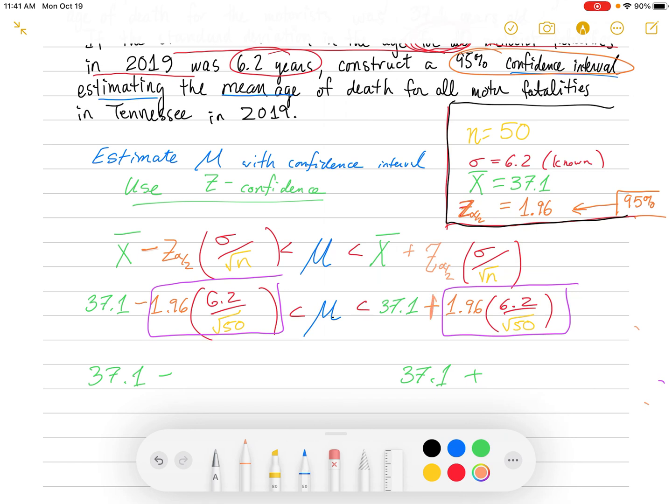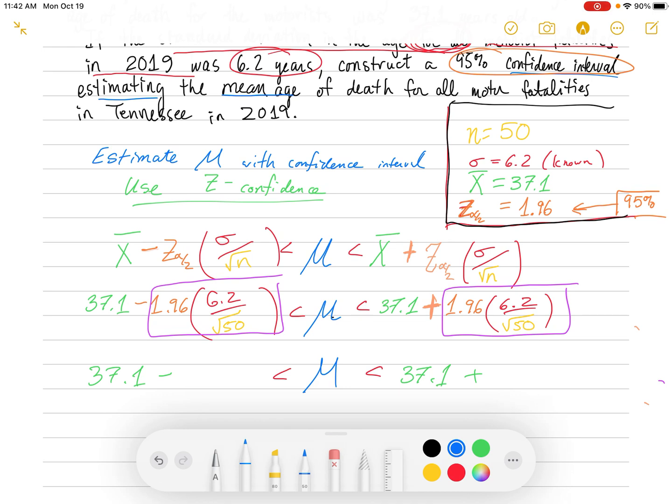That should have been a plus. I don't know why I have a minus there. It should be a plus right there, right? That's a plus sign. That was a plus sign above. I just copied it down wrong. So we're going to have that the population mean is between two things.